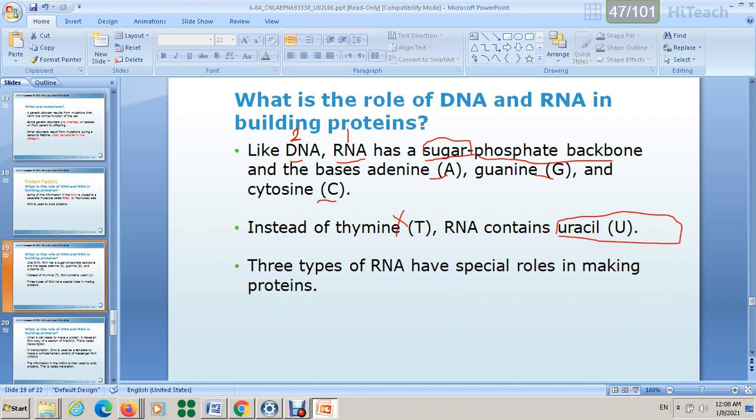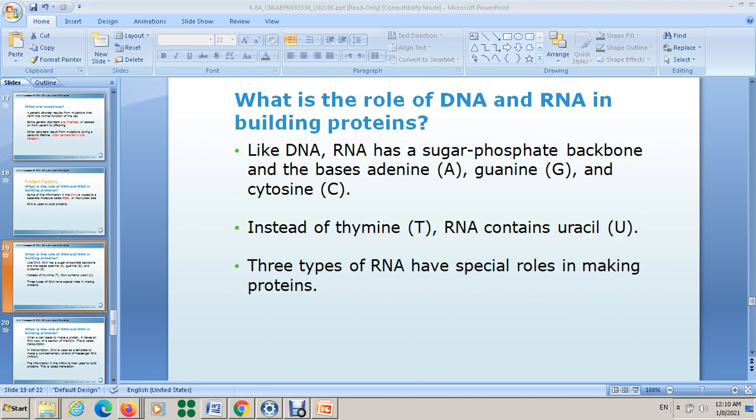Okay? So this is for the DNA and RNA. And you have to know that the sugar making up the backbone of the RNA is different from the type of sugar making up the DNA. Also, you have to know about the RNA. There are three types of RNA, which have special roles in making proteins. Now we will talk about these three types of RNA. What are they and what is the function of each one of them? You will understand the function of each one when we start talking about making the protein. Okay? Now let's continue.